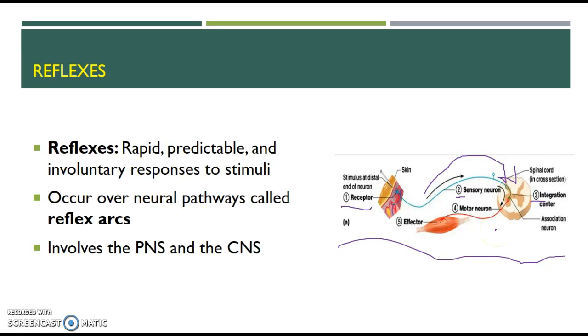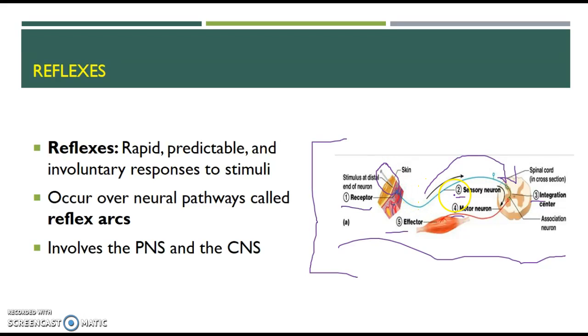Once we integrate that information, we're going to use our fourth, which is the motor neuron. The motor neuron sends information to what we call an effector, and that's going to activate a muscle or your gland. So all of this together is what we call a reflex arc. So you have the receptor, which in this instance here is you stepped on a nail. So you stepped on a nail, that's your receptor.